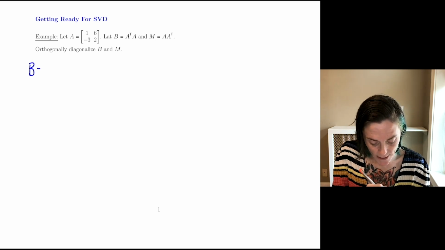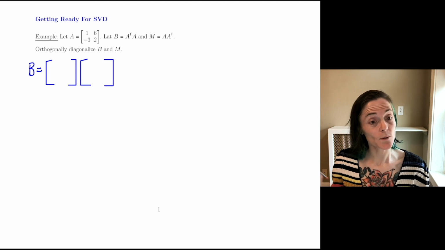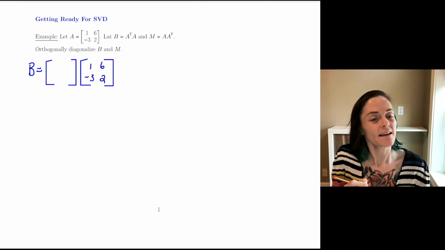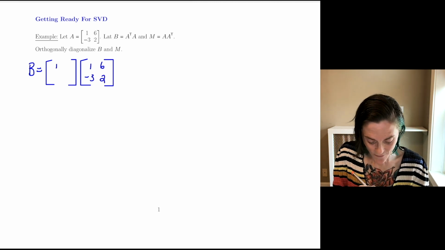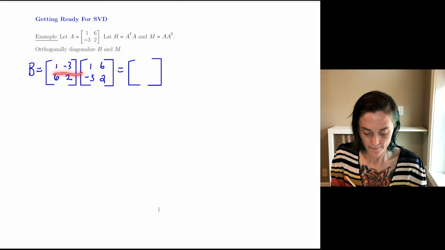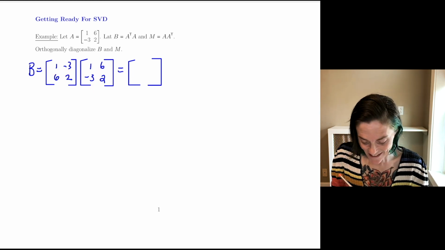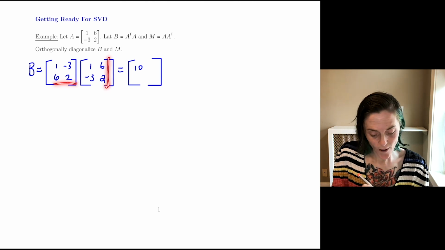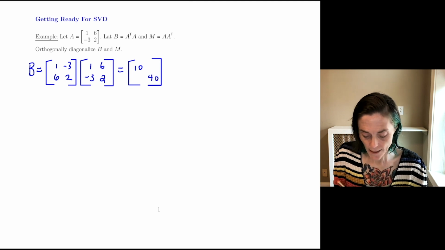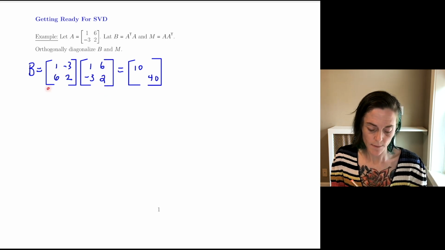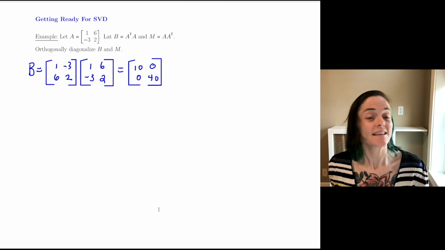Okay, let's calculate. Matrix B, we take A transpose times A. So let's fill in matrix A. And then A transpose, the first row becomes the first column, and second row becomes the second column. We have 1 plus 9, which is 10. We have 36 plus 4, which is 40. These are along the diagonal. But then if you notice, here I have 6 minus 6, which is 0. And similarly, I have 6 minus 6, which is 0. So matrix B is diagonal.